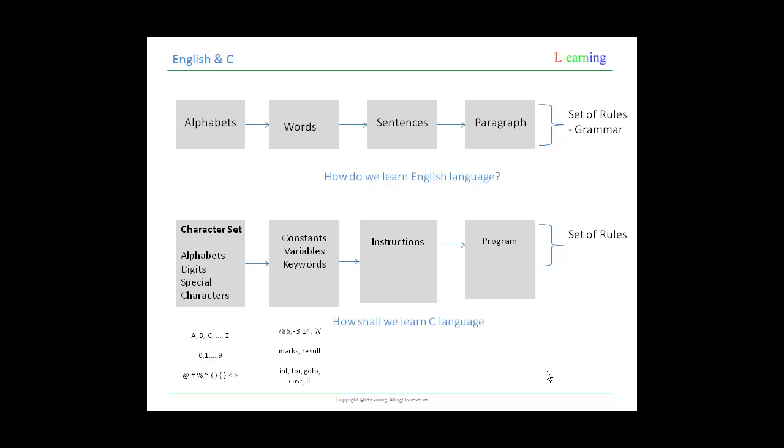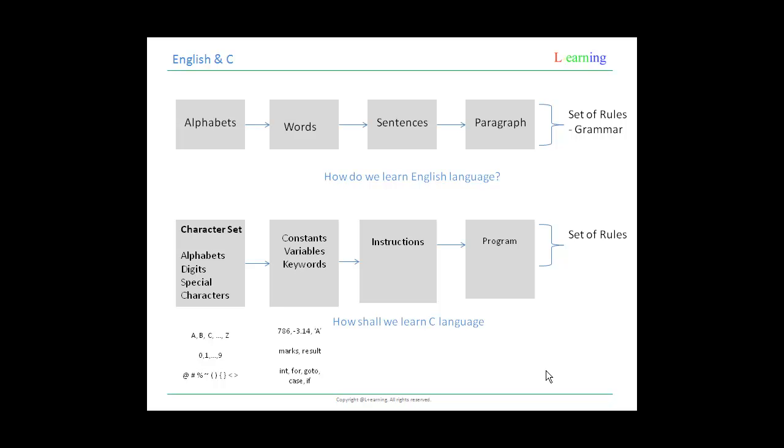What is a constant? A constant is an entity in C, the value of which cannot be changed. And a variable is an entity in C, the value of which can change. So if you look at, for example, I have given marks and result as the variables. Now we can assign some value to marks, we can assign some value to result, which may change over a period of time. That's the reason marks and result are variables. And 786 and minus 3.14 are constants.